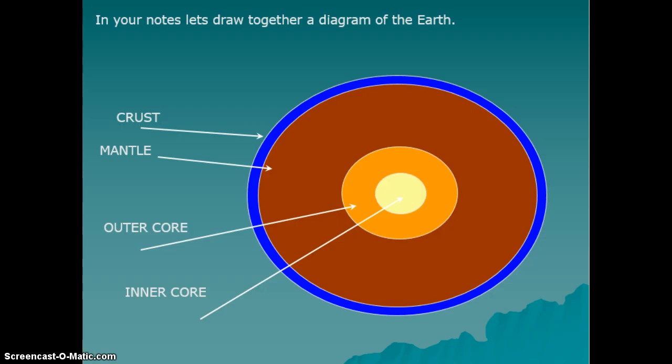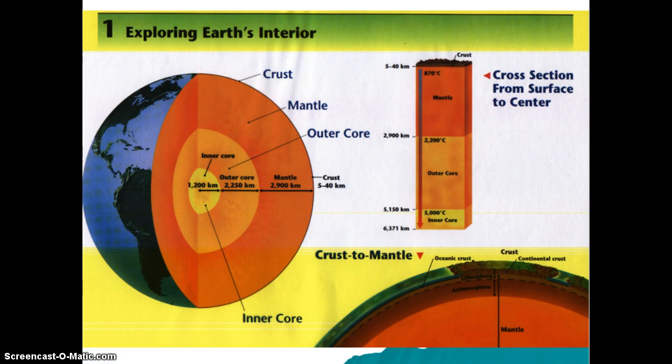In your notes, we are going to draw this diagram of the Earth. You can see that the outer layer is the crust. Then you have the mantle, then you have the outer core, and then you have the inner core. Make sure when you draw this, you label all of the parts. Take a minute to look at this diagram where they're exploring the Earth's interior. It's just different ways to look at it.